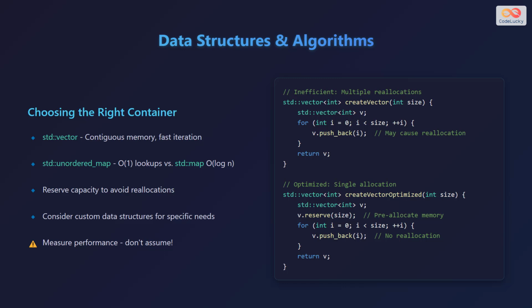Remember to measure performance. Don't assume that one data structure or algorithm is always faster than another. Always measure the performance of your code to see what works best in your specific situation. In the given code, the optimized version pre-allocates memory using the reserve function to avoid multiple reallocations, improving performance.